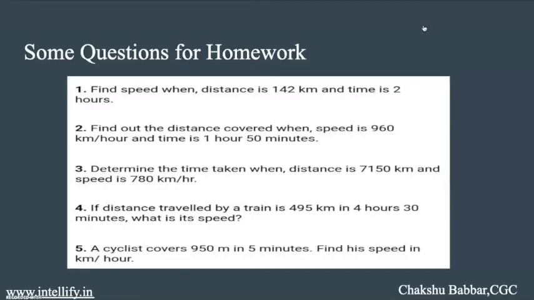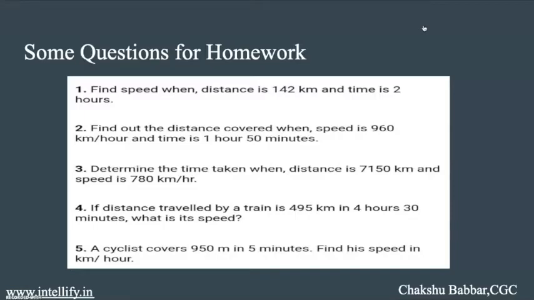Find out the distance covered when speed is 960 kilometers per hour and time is 1 hour 50 minutes. In this question, first we will convert the speed into meters per second and time into seconds. Then we will multiply the speed and time, as distance is equal to speed into time. So we will get our answer.